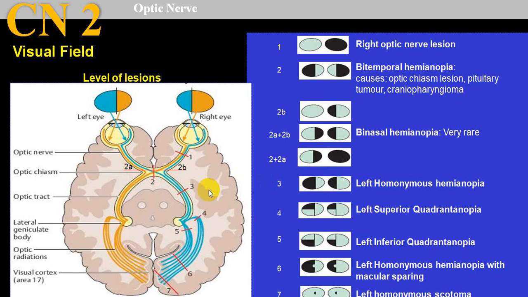Now here if you see 3, it means right side temporal fiber and left eye nasal fiber. So it is a left side field gone. So nasal field of right eye and temporal field of left eye. So we'll use the word left side homonymous hemianopia.